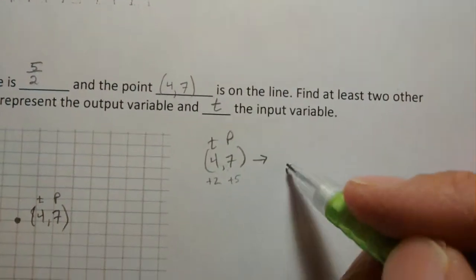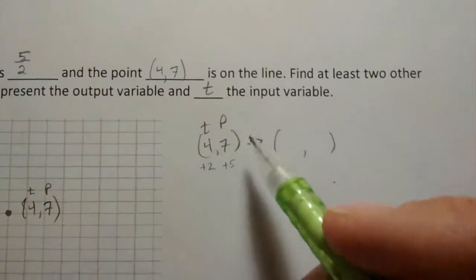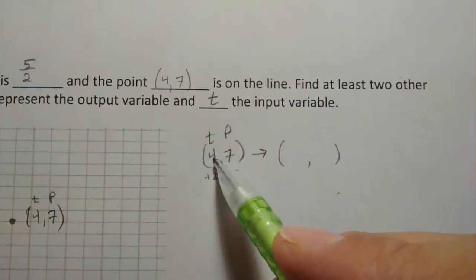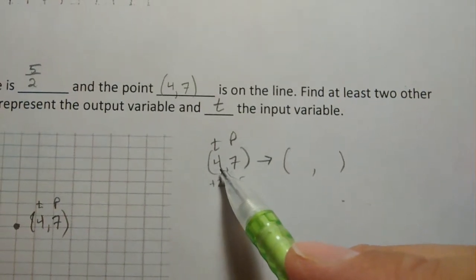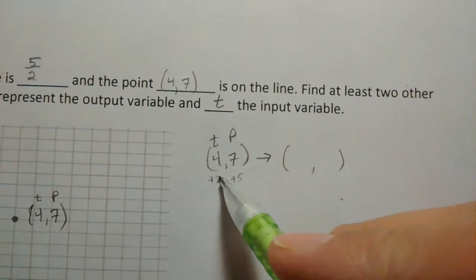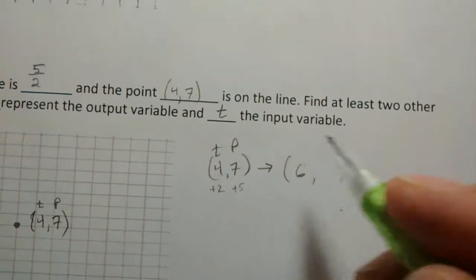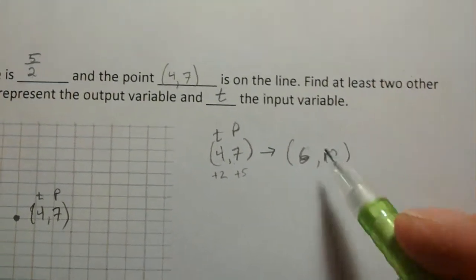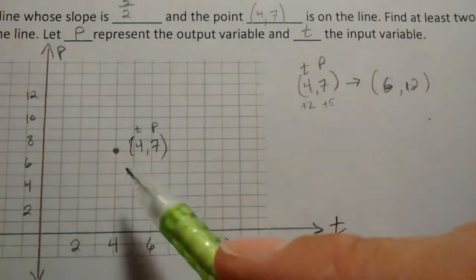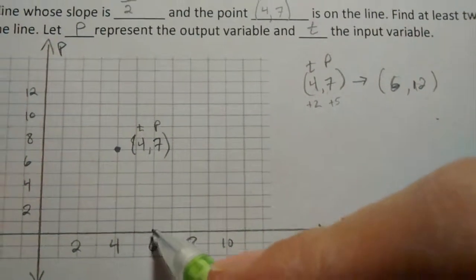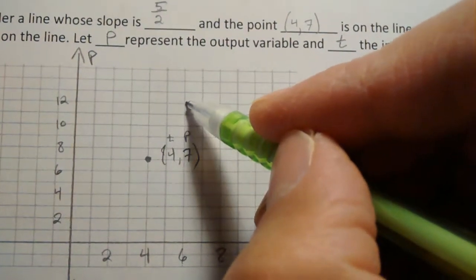In other words, bump that guy up by 5 every time that guy goes up by 2, and that would give me another point. So plus 2 here would give me a 6, plus 5 would give me a 12. So (6, 12) is another point on this line. So (6, 12) is right there.